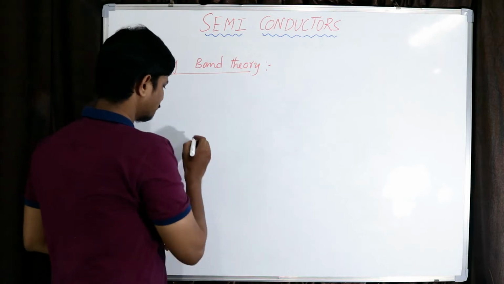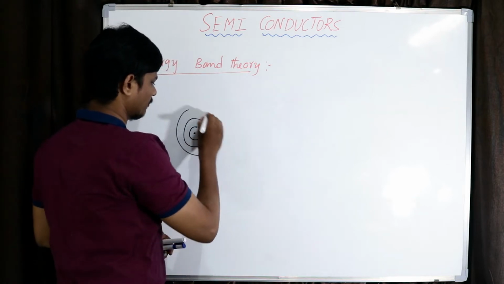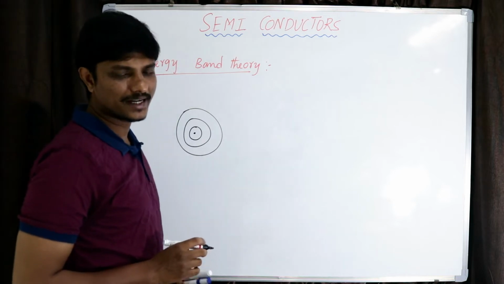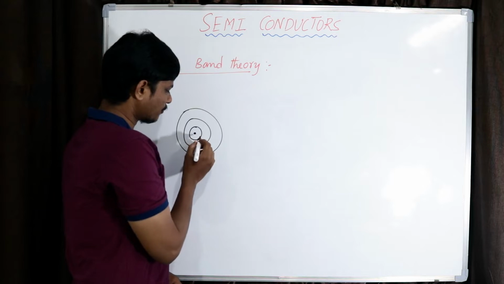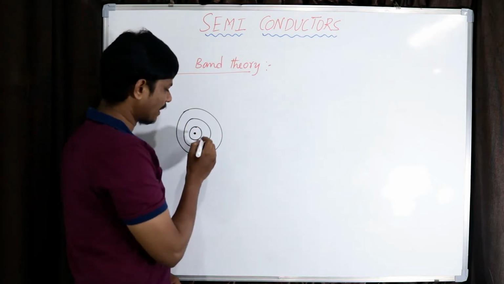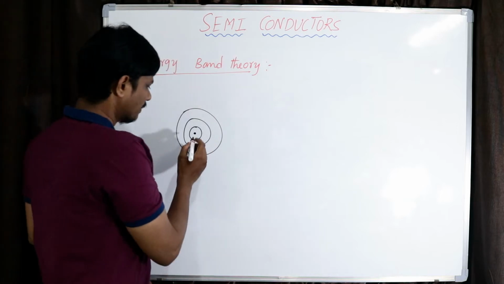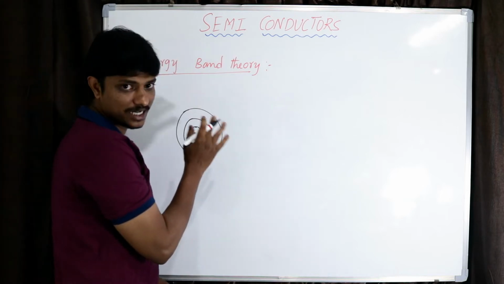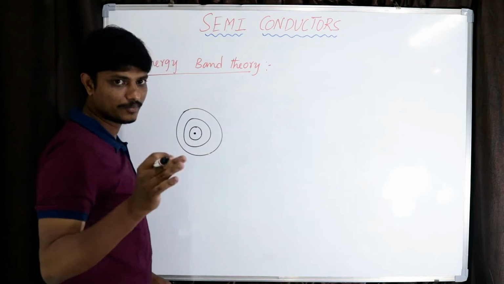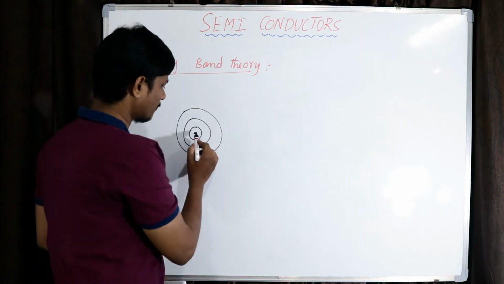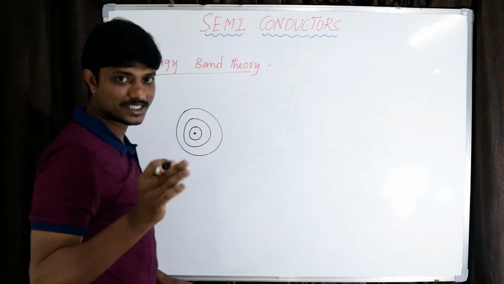We have learned that every atom possesses a fixed amount of energy about any orbit, right? That means each orbit possesses a fixed amount of energy. When I am talking about the first orbit, the amount of energy of the first orbit is minus 13.6. When I am talking about the second orbit, the amount of energy that the second orbit possesses is minus 10.4.